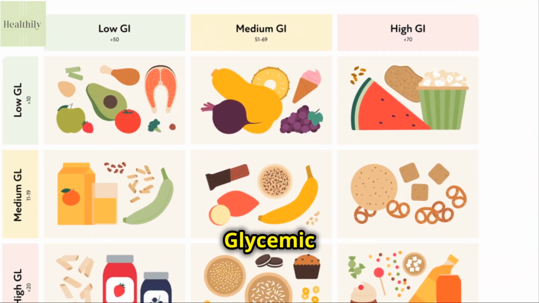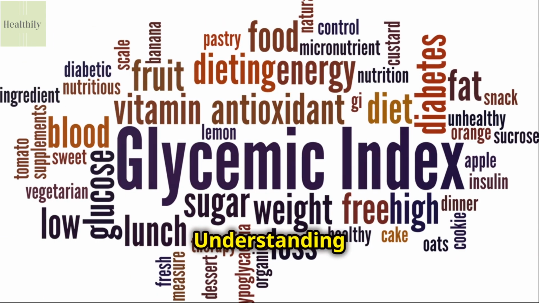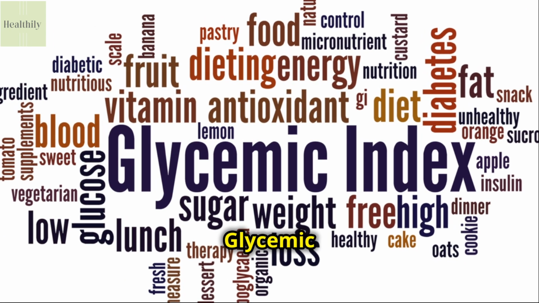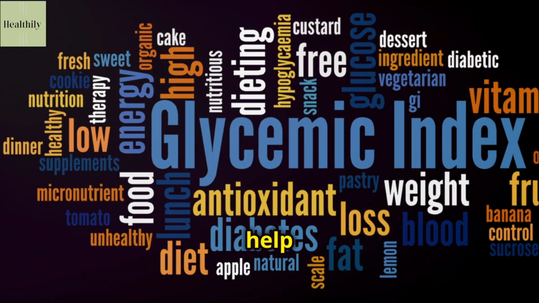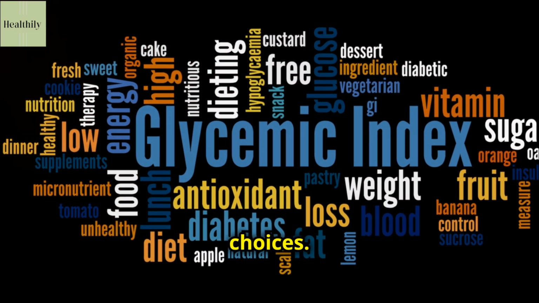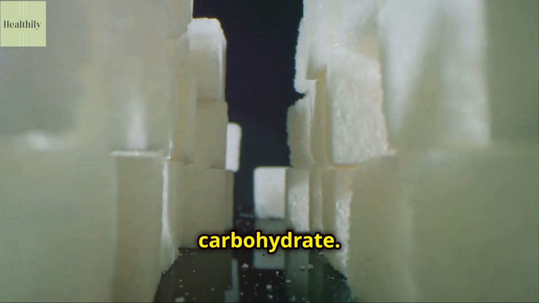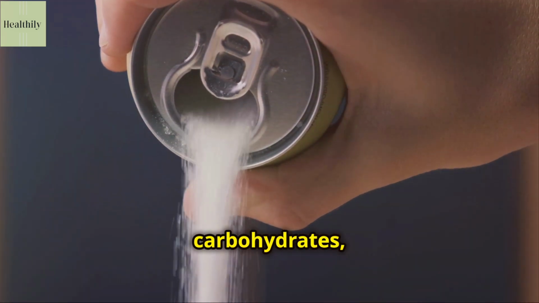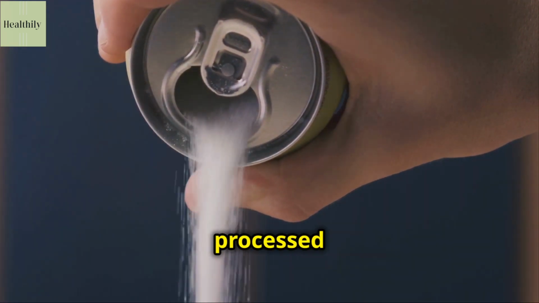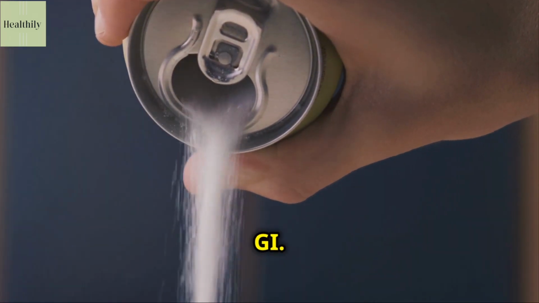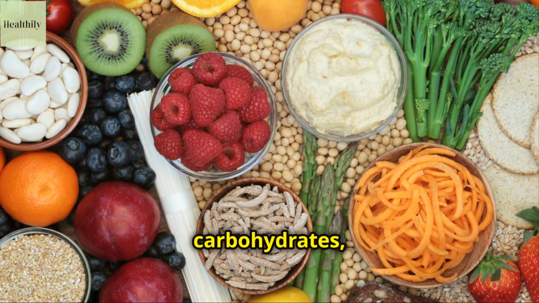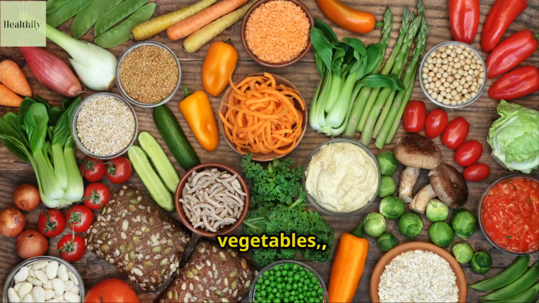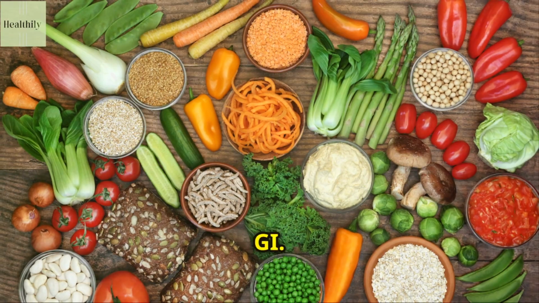Factors influencing the glycemic index. Understanding the factors that influence a food's glycemic index, GI, can help you make more informed choices. One key factor is the type of carbohydrate. Simple carbohydrates, like those found in sugary drinks and processed foods, tend to have a higher GI. Complex carbohydrates, like those found in whole grains, legumes, and vegetables, usually have a lower GI.